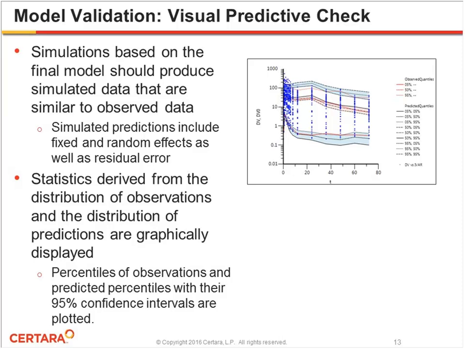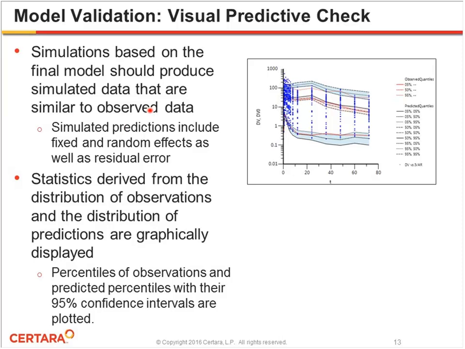model validation, it assumes that when you have an appropriate model for your data, your final model that you think of, then simulated data that you produce with your model should look similar to the observed data on which you built the model. And the simulated predictions will include the whole model. So it will include fixed and random effects. So these are the typical values, fixed effects, and the between subject variabilities, the random effects, as well as the residual error. So it will take the whole model into account to produce this simulated data.